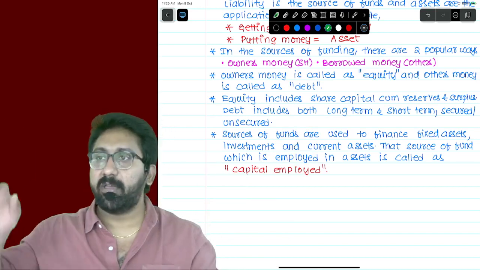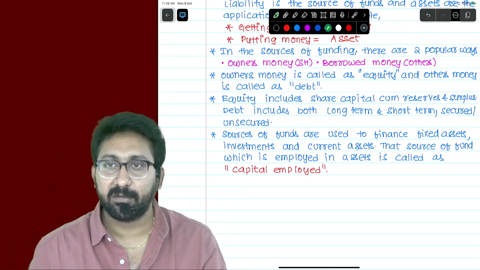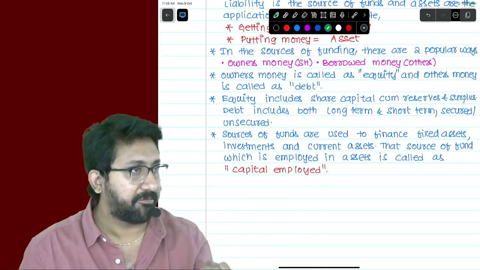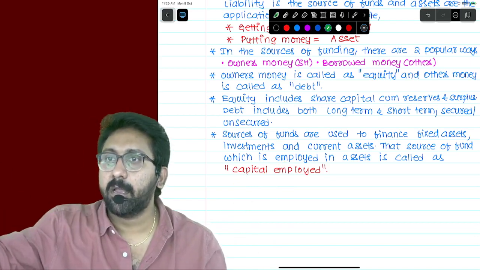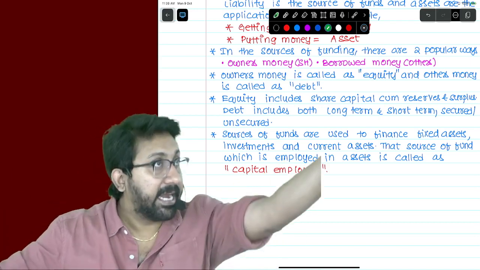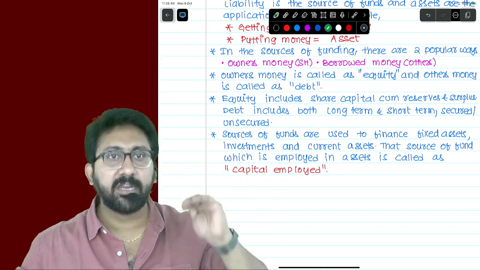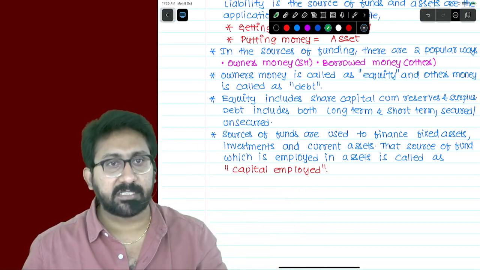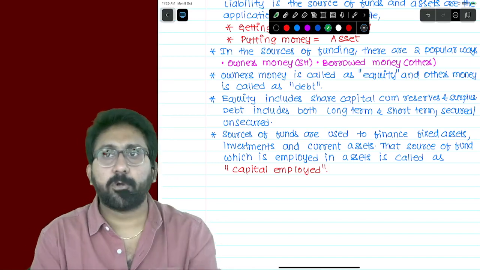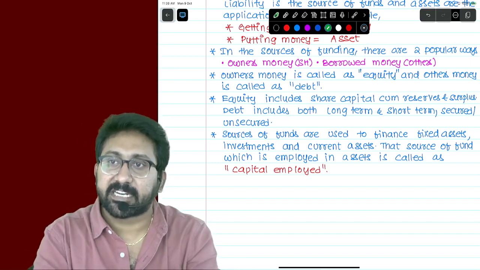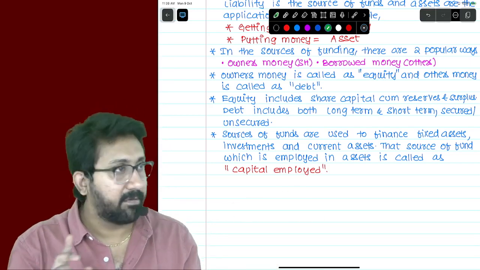Okay? So now everyone answer my question. What is an asset? Application of fund. What is a liability? Source of fund. Getting money? Putting the money? Getting the money in how many ways? Number one, owner's money. Second one, others' money. Others' money is called as debt. Owner's money is called as equity. Both put together are called as capital employed. In a structure, if you use it, it's called as a capital structure. This is the idea behind. Everyone understood the concept clearly?